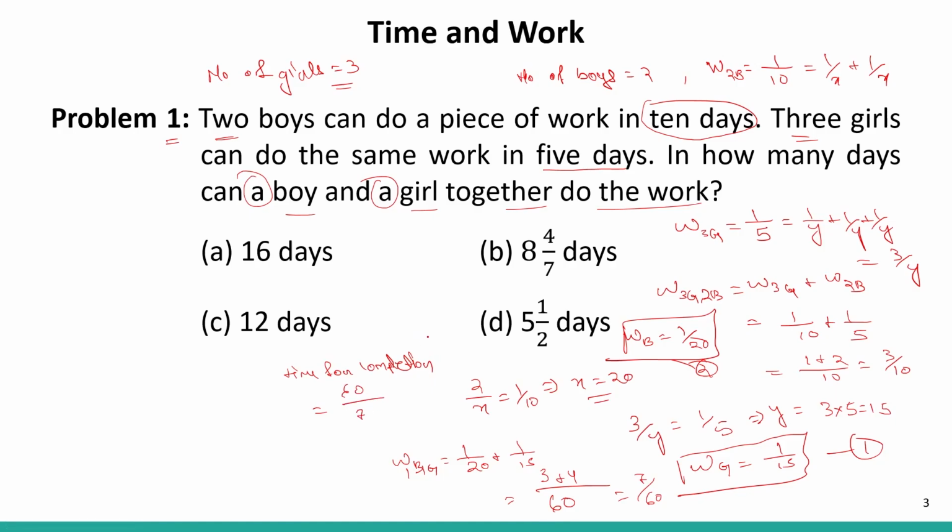So 60 by 7 is nothing but 8 whole and 4 by 7 days, because 7 into 8 is equal to 56, plus 4 is equal to 60. So among these 4 options, only this option is correct. In problem number 1, option B is the only correct one. Options A, C and D are all wrong answers.